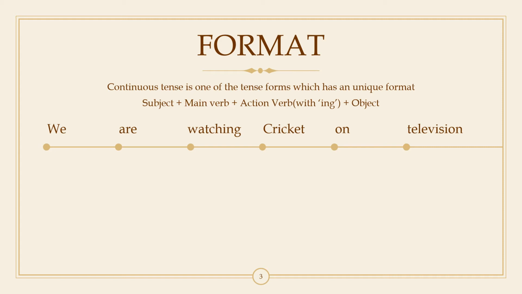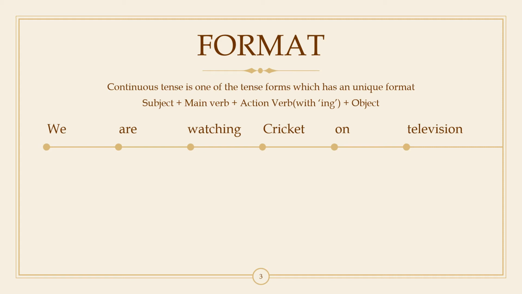Now you could very well identify the various parts of this sentence. The we here is the subject. Which is the main verb? Yes, obviously, the be verb are, R-A-R-E, are is the main verb here. Now the action verb here is watch. But this is a sentence which employs continuous tense, so we are adding ing to the action verb watch.